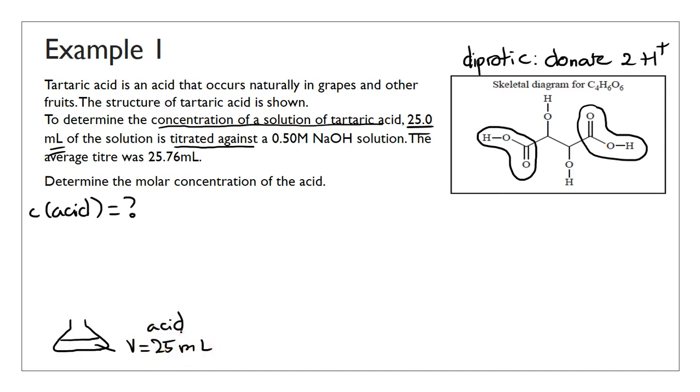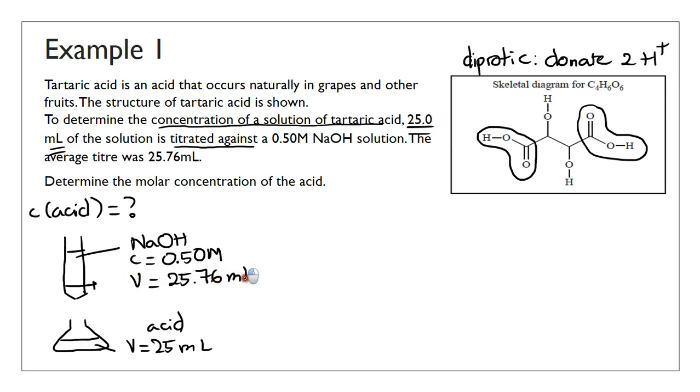And it is titrated against whatever is in the burette. So the burette, I'm going to draw it on top. The burette is going to contain sodium hydroxide, which has a concentration of 0.50 molar. The average titre was 25.76 mL. So if the average titre is 25.76, then that will be the solution that comes out of the burette, which also means that it is the volume of sodium hydroxide. So that's the volume of sodium hydroxide.